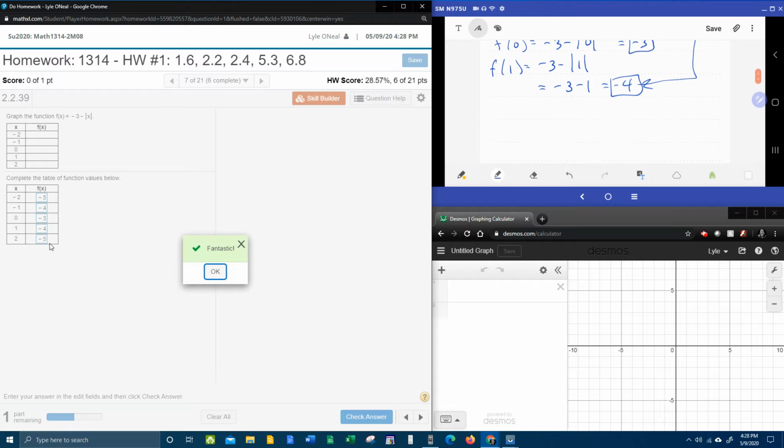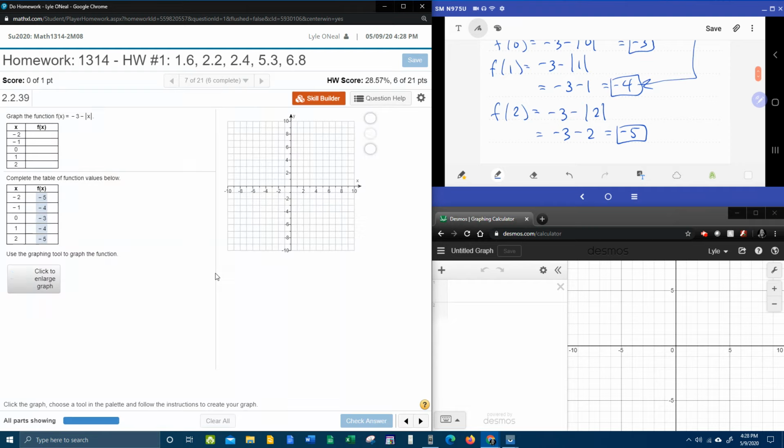I didn't even get to show the work. I hit the equal sign too soon. But if we plug that in and show you, f of 2 is negative 3 minus the absolute value of 2, which is negative 3 minus 2, which is negative 5, and that completes our table.